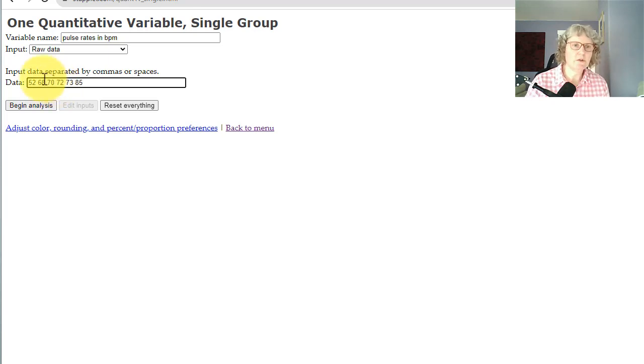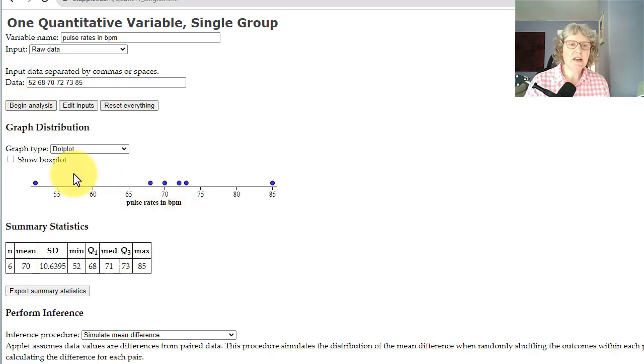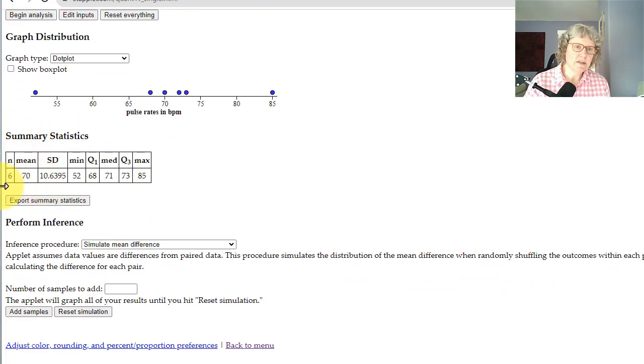Okay, so let's say you were doing this for your homework. Begin analysis. Now we're not as concerned about our graph, right? Here we're mostly trying to get our summary statistics. So we can see our n, that's the number of data values we have. So we can double check that. We had 6 values. Our mean was 70 beats per minute. We found that. Our standard deviation, they're saying 10.6395. They're generally going to give more decimal places, like up to 4. They're not using the same rule that I am, but we can just do that ourselves. So 10.64, that's exactly what we got. And then we'll talk about the rest of these later on, okay?